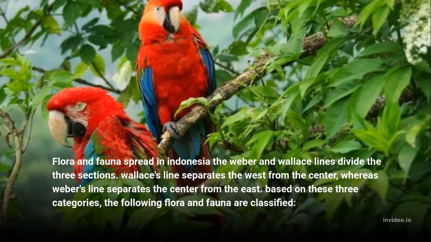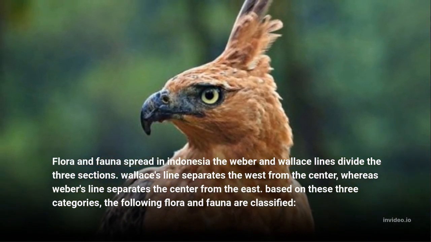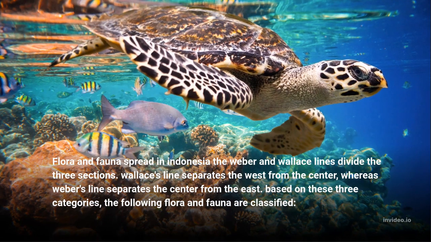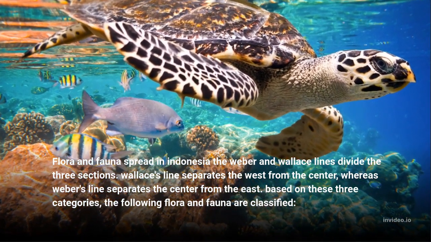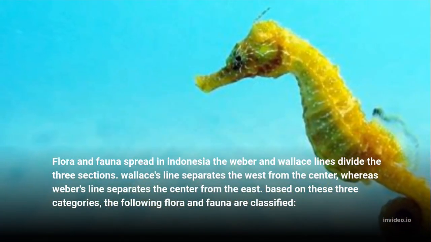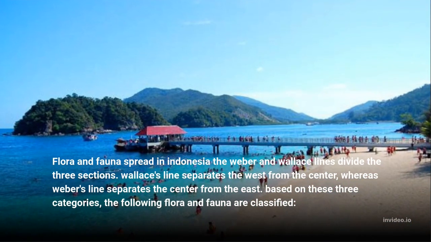Flora and fauna spread in Indonesia. The Weber and Wallace lines divide the three sections. Wallace's line separates the west from the center, whereas Weber's line separates the center from the east. Based on these three categories, the following flora and fauna are classified.